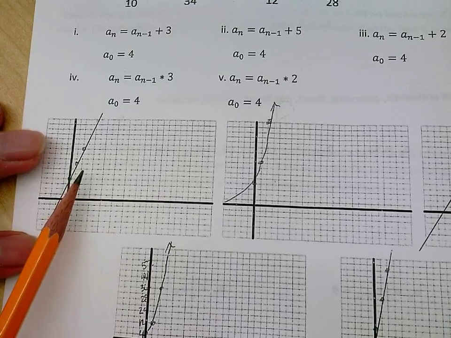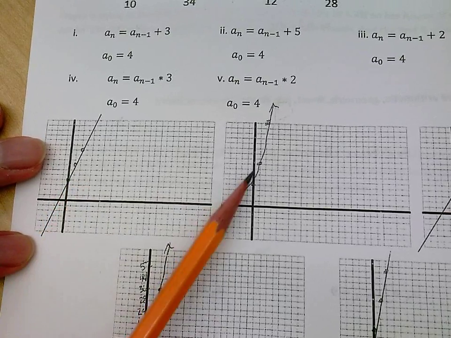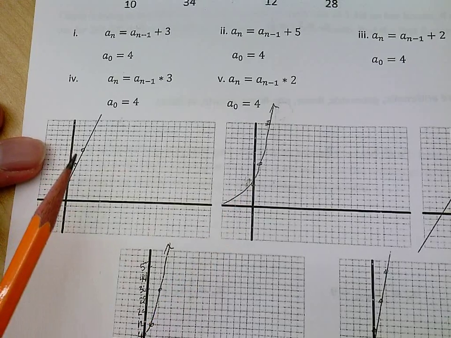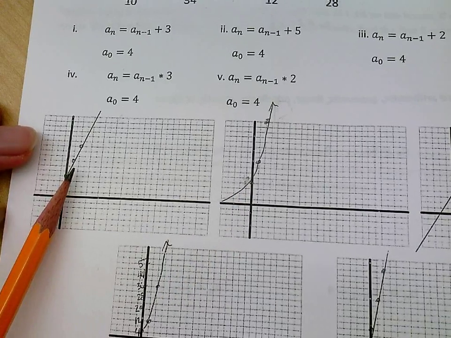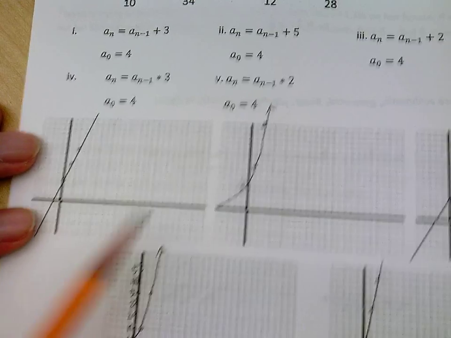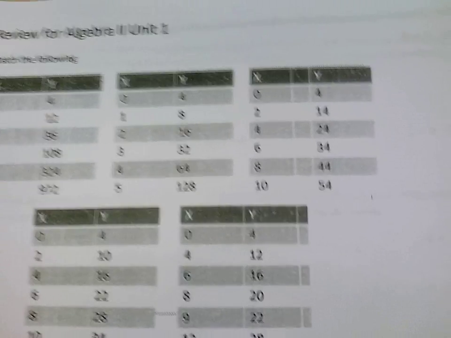So if you make a graph and it's arithmetic and it looks like this, you did something wrong, and vice versa. If you made a geometric graph and it turns out like this, you did something wrong. Actually, let me just turn the page. All right, so we're gonna look at the first part.